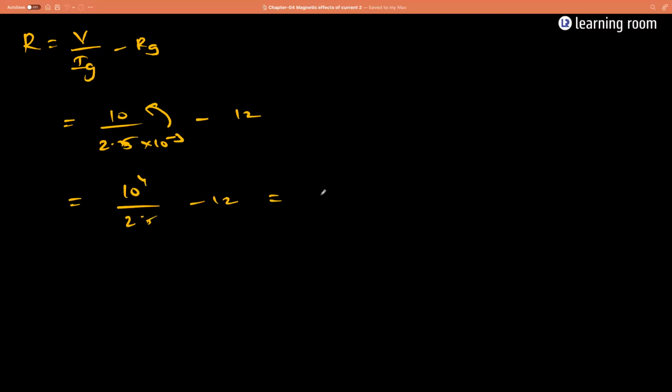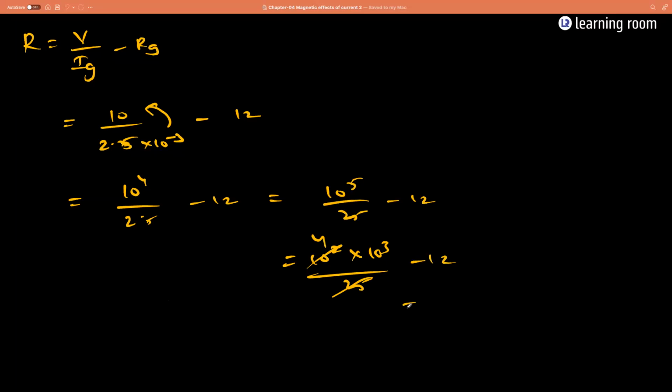So 10 power 4 is basically 10,000. So make it as 10 power 5 divided by 25 minus 12. So I can write this as 10 square into 10 cube by 25. So 4,000 minus 12, how much is this? 3988 ohm. So it's going to be 3988 ohm that you need to connect in series.